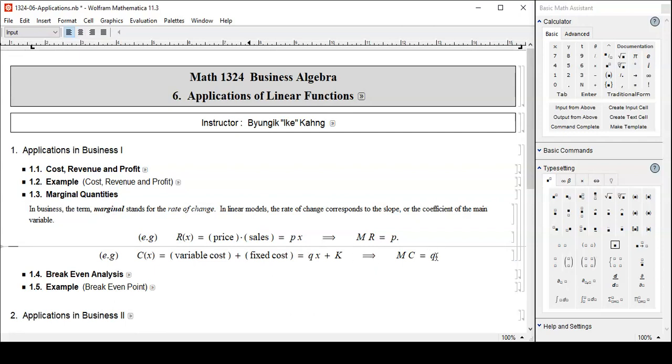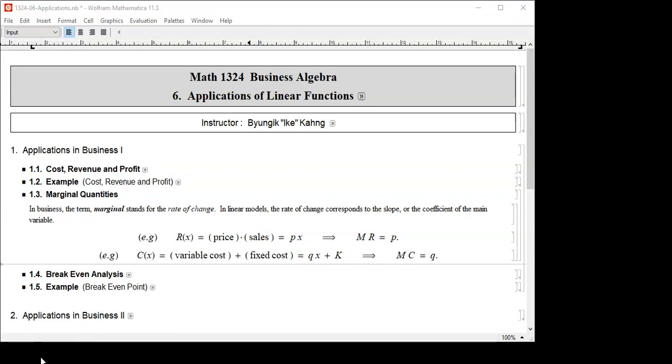Here's another example. Cost is variable cost plus fixed cost, and variable cost is Qx plus K. And here in this case, what is the slope? Slope is Q, isn't it? Right here. Previously, slope is P, and that is the marginal cost. Just a rate of change with a slope.